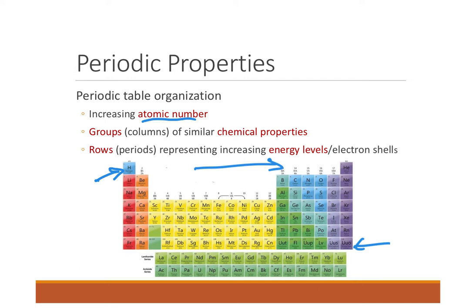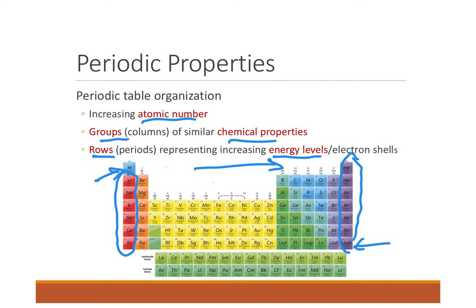You know that the groups, or the columns, in the periodic table are elements that share similar chemical properties. So all of our noble gases over here on the end are not very reactive, and on the other side, all of these metals are very reactive. And you know that the rows, or the periods, in the periodic table are connected to increasing number of energy levels, or how the electrons are arranged around the nucleus of the atom.